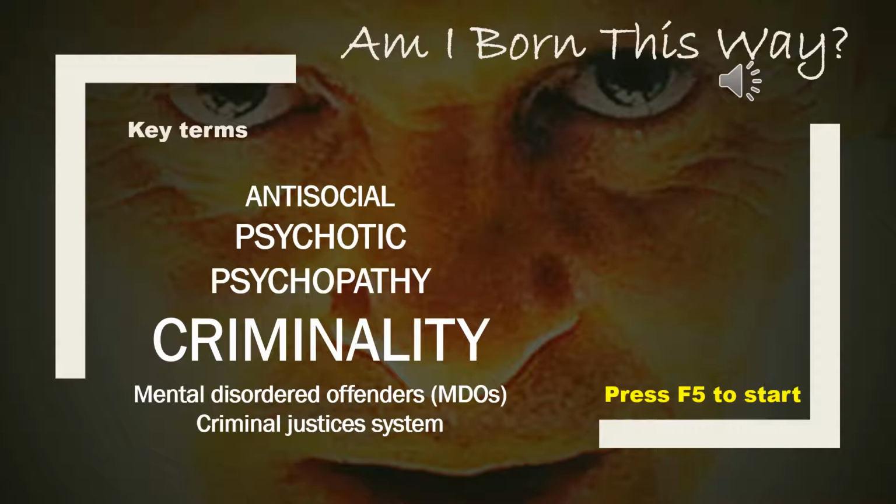Criminality is the state of being criminal or criminal activities. Mental health disorder offender is a term used when someone has committed crimes and is proven to have a mental health illness. Criminal justice system, in the context of this presentation, refers to the court, corrections, and the police.